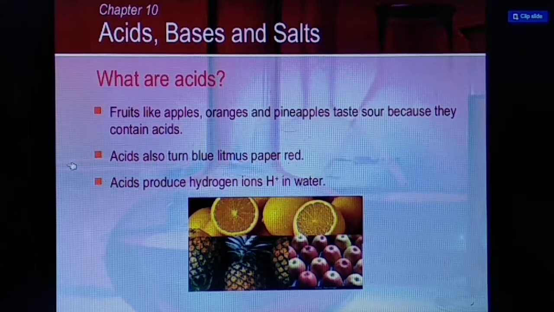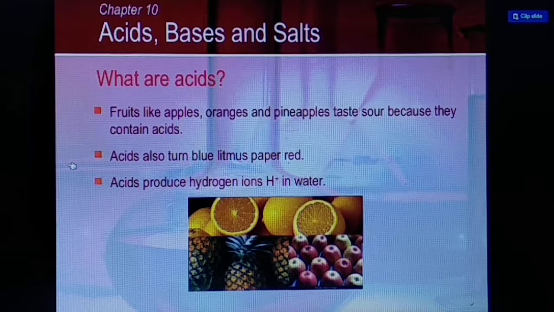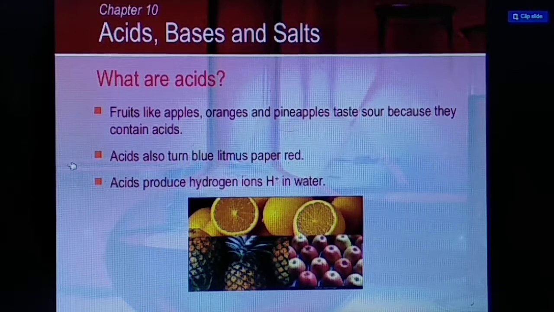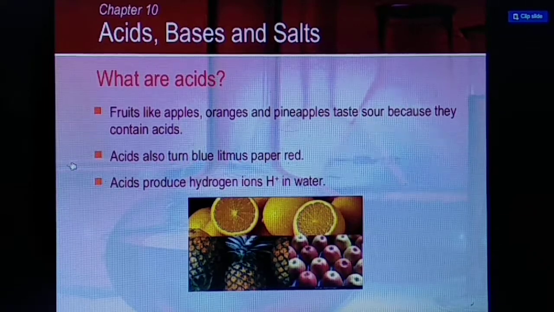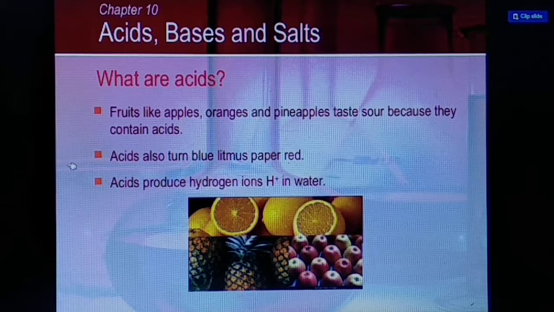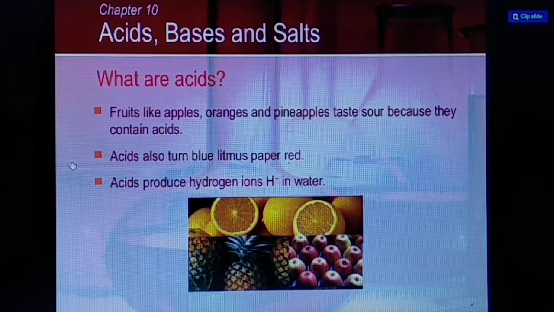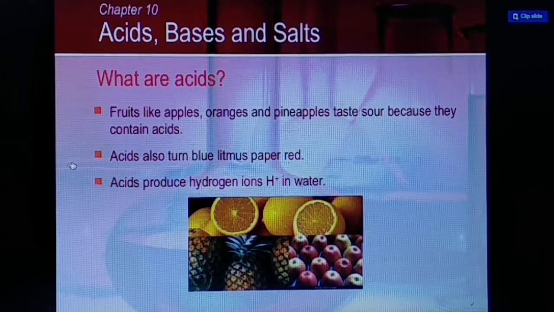Fruits like apples, oranges and pineapples taste sour because... I think many students know the answer. Why do apples, oranges and pineapples taste sour? Because they contain acid. Acid also turns blue litmus paper red. Acid produces hydrogen ion in water.